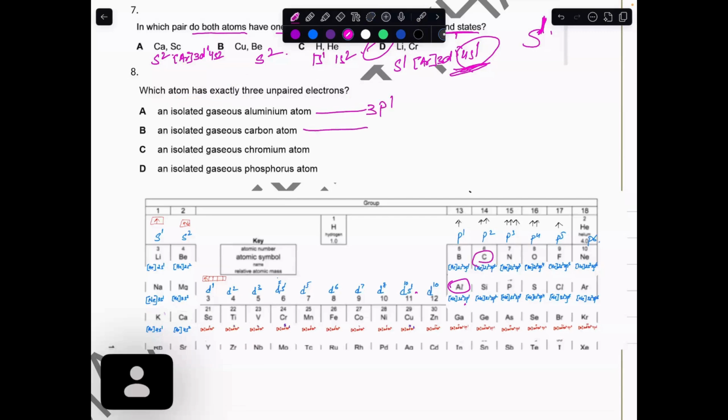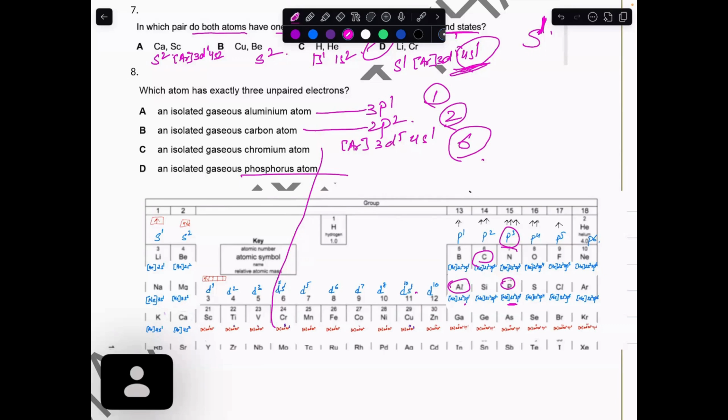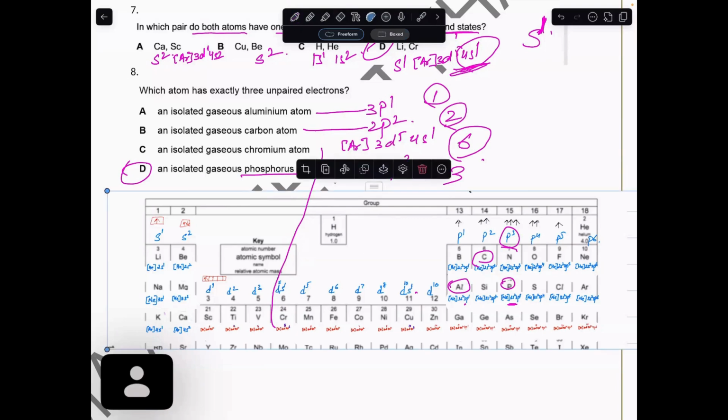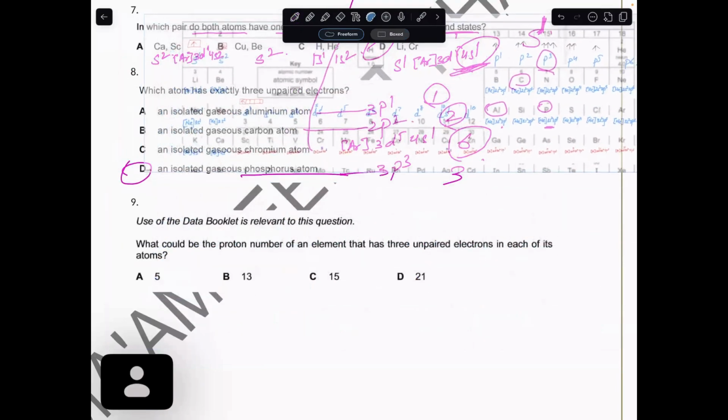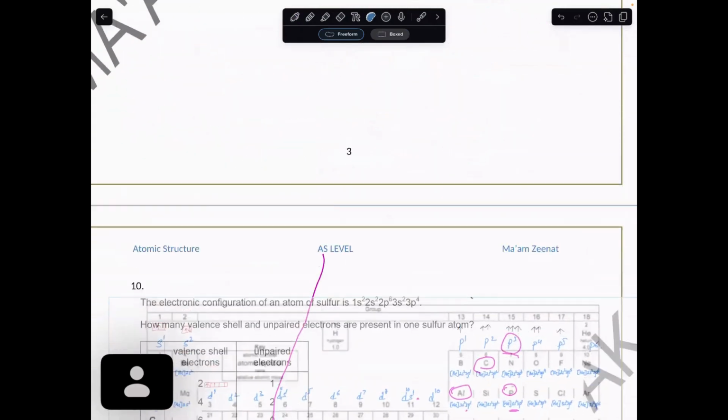Carbon, 2p2, 2 unpaired. Chromium, argon 3d5 4s1: 6 unpaired. Phosphorus, 3p3 at the end, 3 unpaired. And this question is kind of repeated again, the same. I am not doing it. I am going to another question.